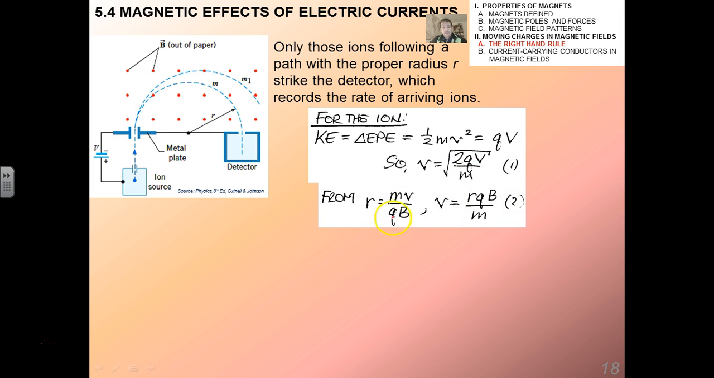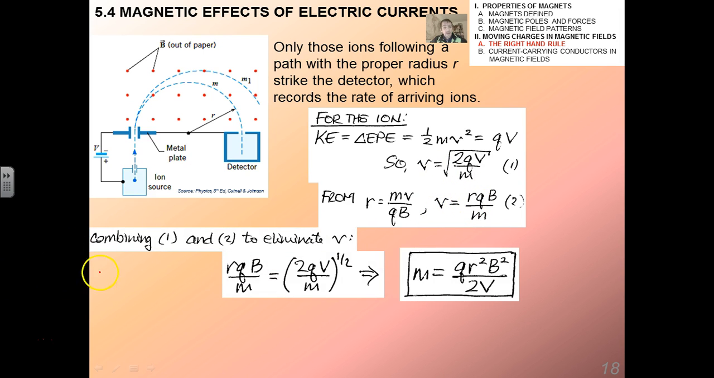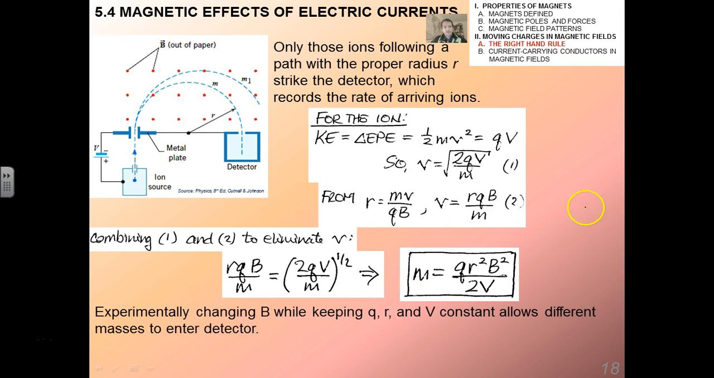Now, noting that R equals mv over qB, I can then solve for v. v equals RqB over m, and if I combine equations 1 and 2, I can eliminate the velocity, and I can figure out what the mass of that ion is, what that particle is that goes into that B field. Pretty cool.